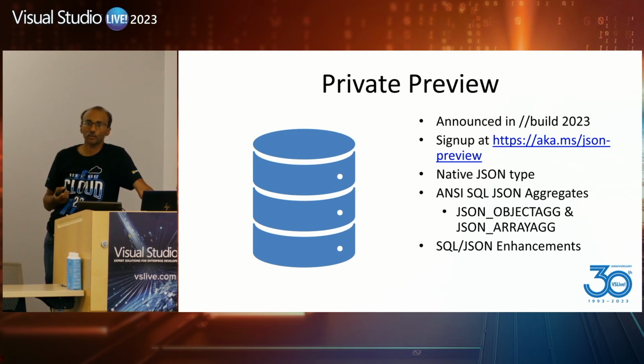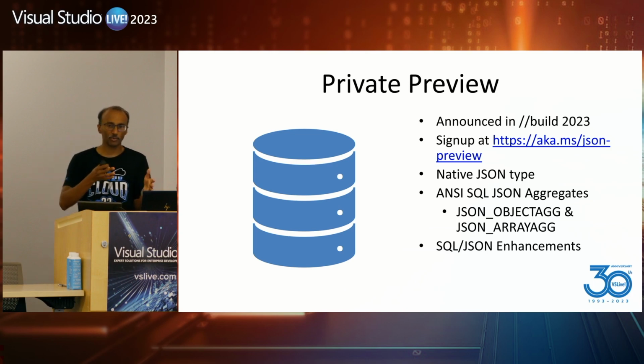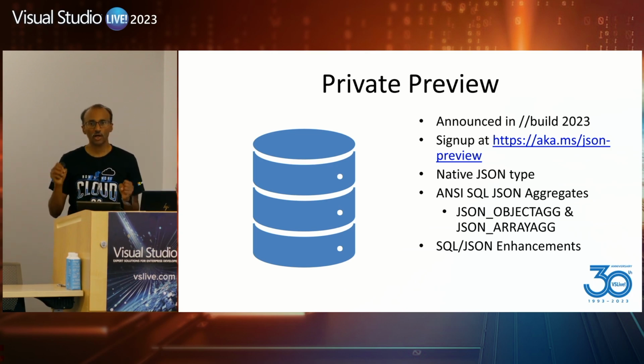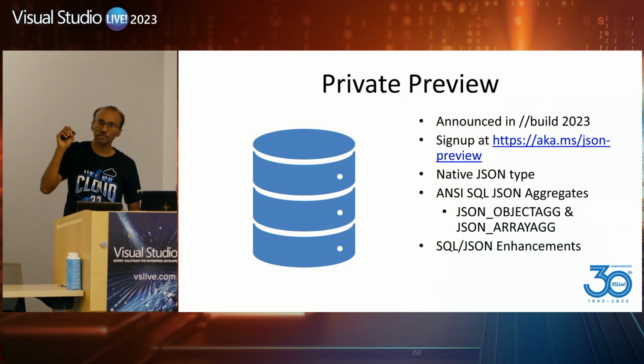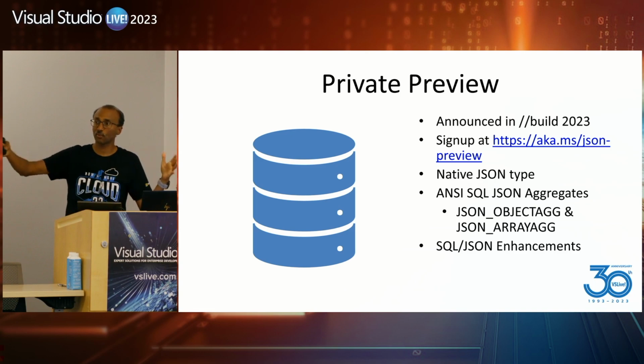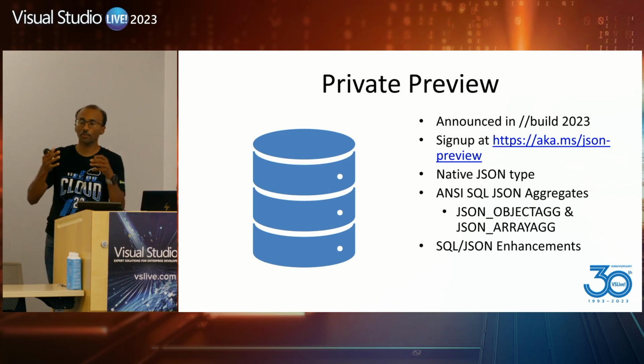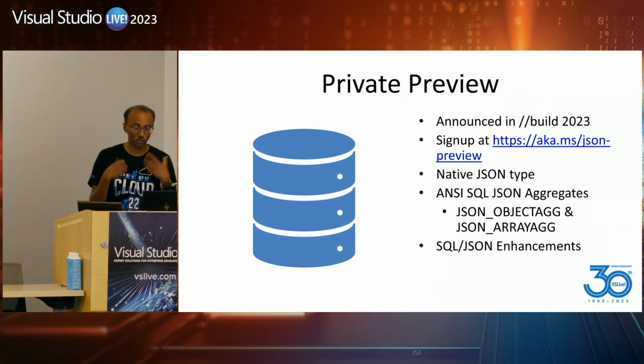And so we now have a preview of the native JSON type, which I've shown a bit. In this case, you would still give the input as a string, but the engine will store it in a binary format. So it's much more optimized, compressed, and we can do more efficient things with it.